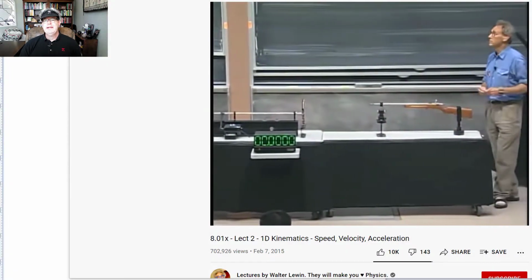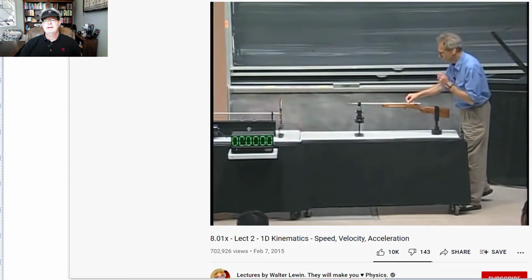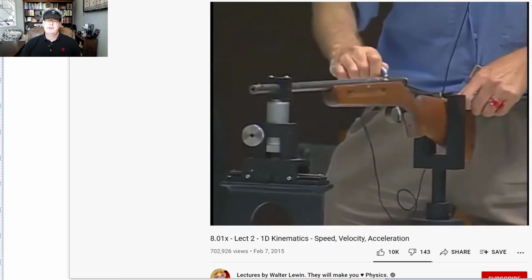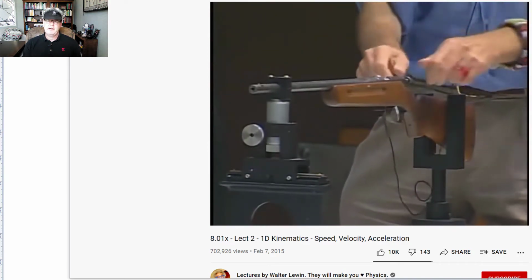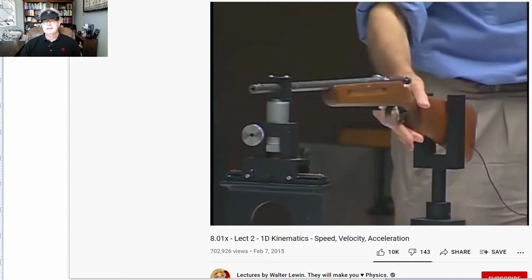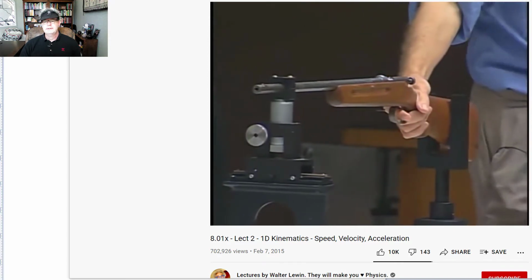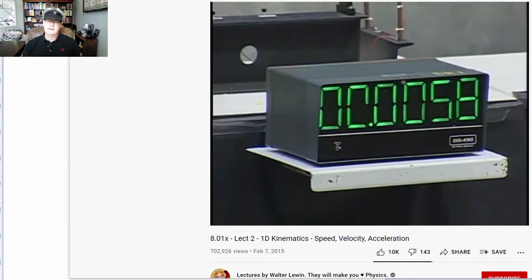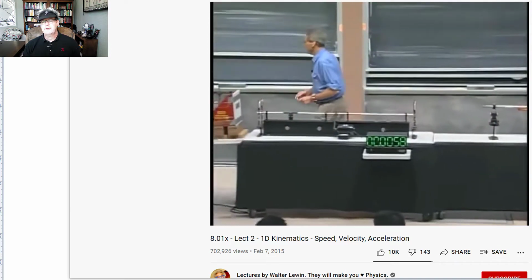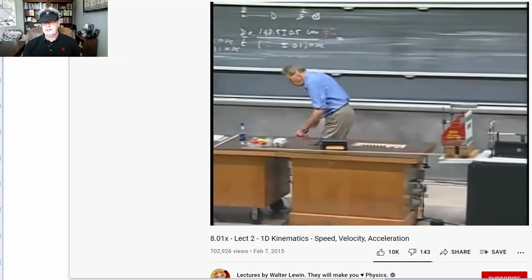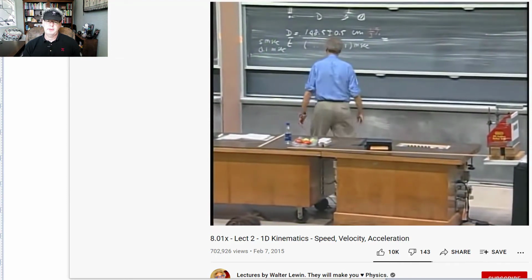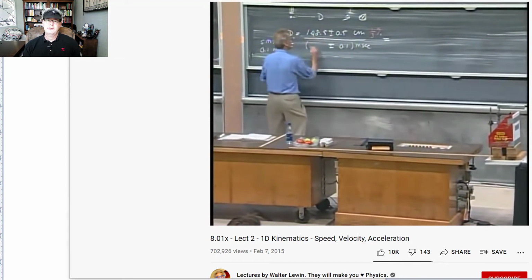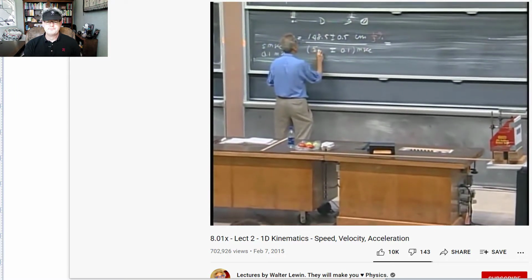Good day, everybody. Today I want to estimate the velocity of a bullet in meters per second using the values given here by Walter Lewin in his physics lecture class. He shoots a gun, and there's the time it takes, and we've got the distance and the uncertainty in the distance and the uncertainty in the time measurement. So we're going to use differentials to estimate the velocity of the bullet and the uncertainty in that measurement.